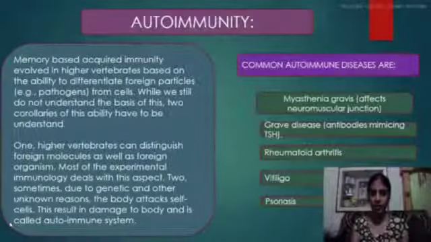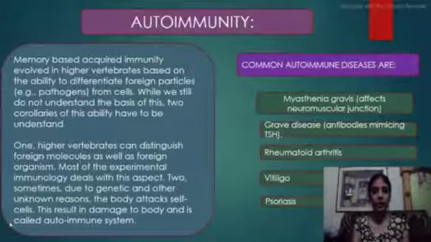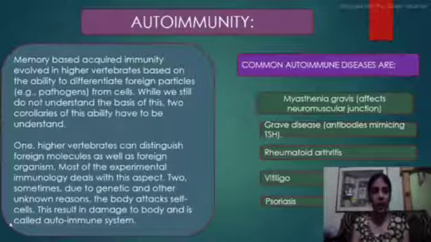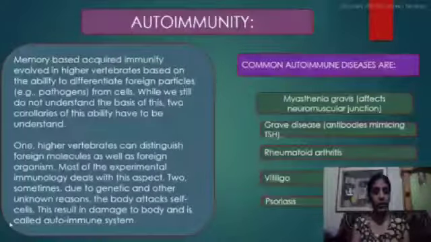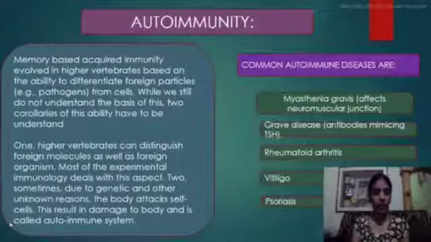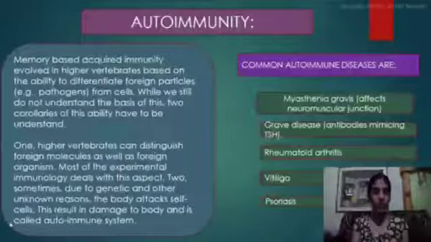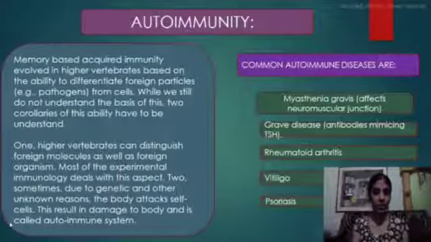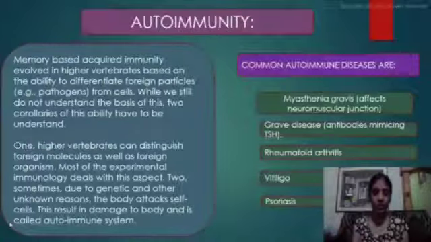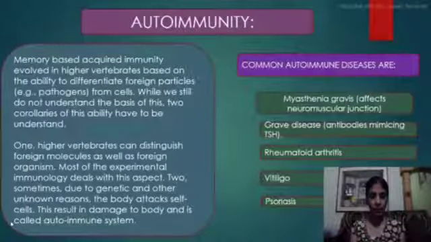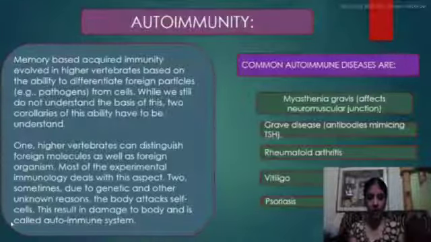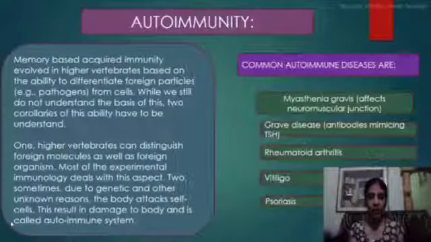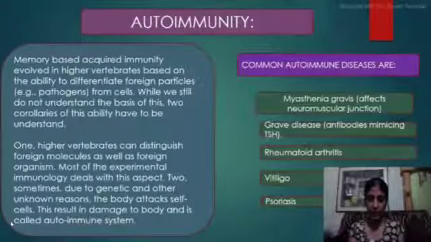As we talked about earlier, if self-tolerance is not there, there would be some autoimmune disorders. So now let's discuss what autoimmunity is. Memory-based acquired immunity evolved in higher vertebrates based on the ability to differentiate foreign particles from cells. While we still don't understand the basis of this, 2 corollaries of this ability have to be understood. 1. Higher vertebrates can distinguish foreign molecules as well as foreign organisms. Most of experimental immunology deals with this aspect.